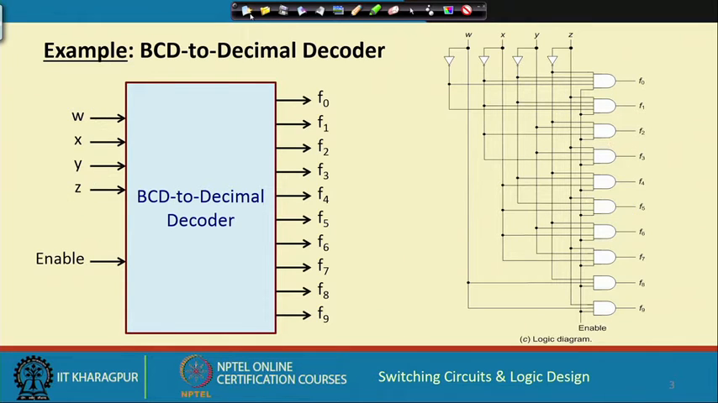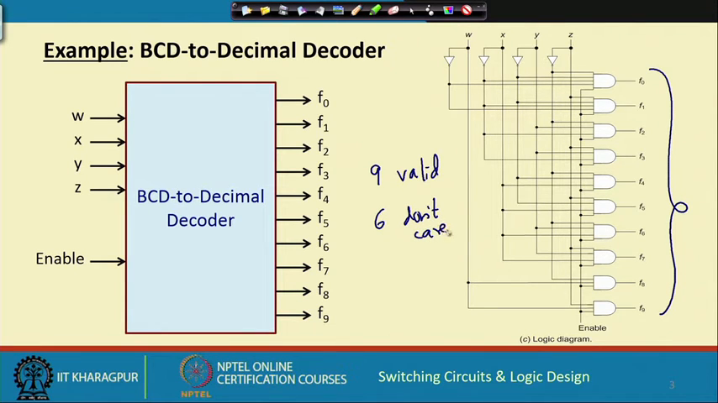And of course, the final realization we have shown here is after minimization, because in this case among the inputs there are 9 valid inputs and there are 6 do not cares.